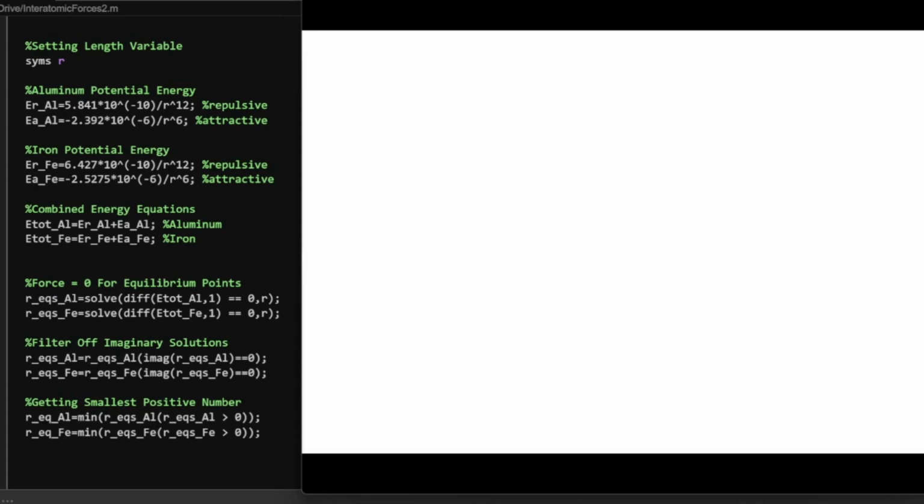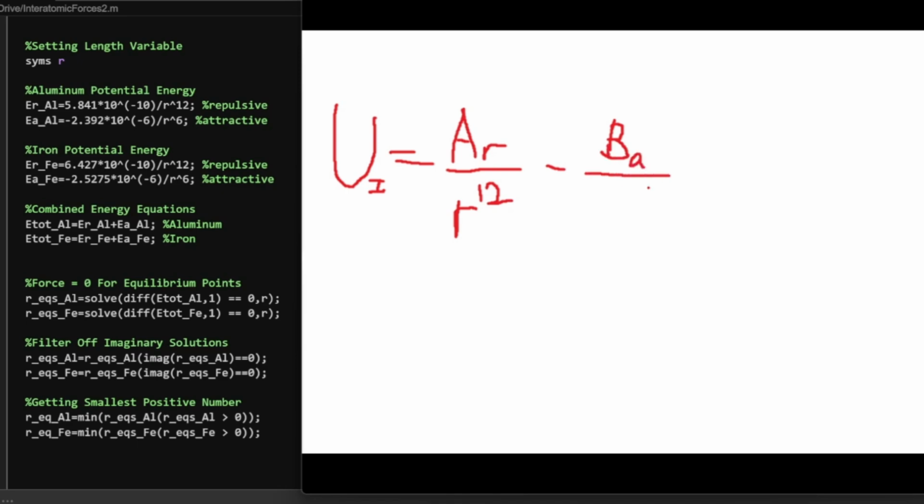So firstly, if we want to find our interatomic distances between two atoms, we should take a look at our Lennard-Jones potential energy equation, which takes the form of interatomic potential energy equals some repulsive constant, let's just say A_R, over some distance between atoms, let's just say R, to the 12th, minus some attractive energy constant, we'll call B_A, over R to the 6th.